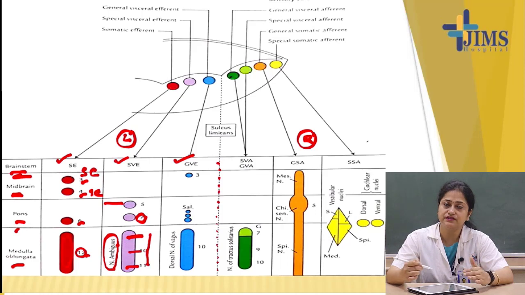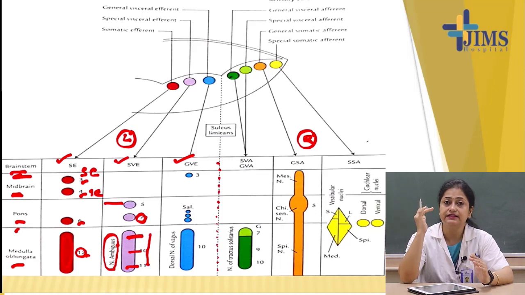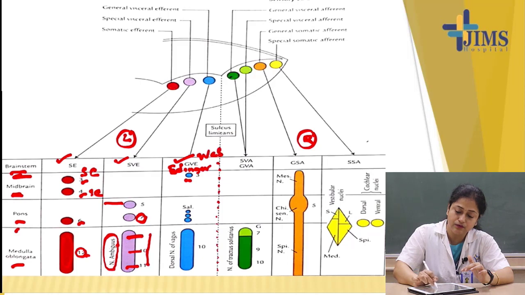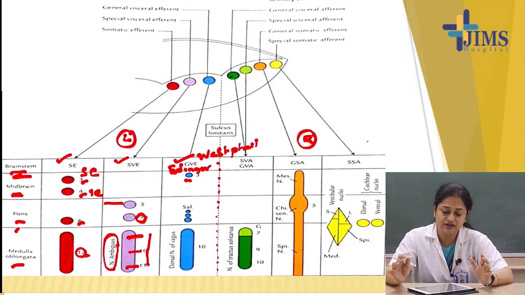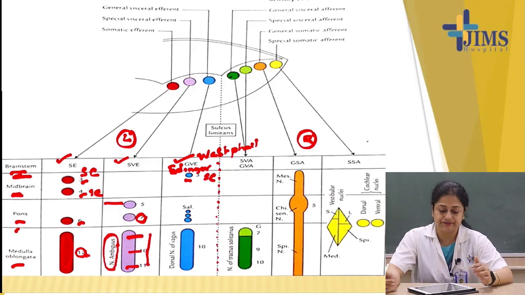Now come to the general visceral efferent. In the general visceral efferent, we said they were the secretomotor fibers which are concerned with the parasympathetic ganglions, right? So we said they were 3, 7, 9, 10. So 3 is the oculomotor nerve. This nucleus is again located in the upper part of the midbrain along with the somatic efferent nucleus, and the name of this nucleus is the Edinger-Westphal nucleus. We will discuss this again when we do the oculomotor nerve. It is located in the upper part of the midbrain at the level of the superior colliculus.